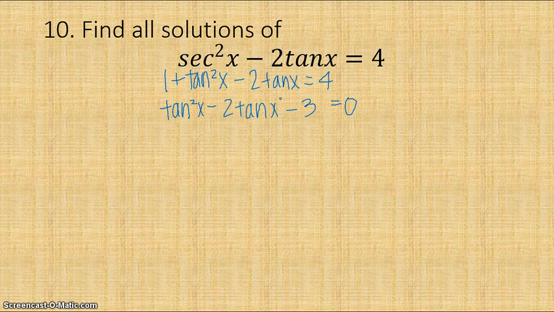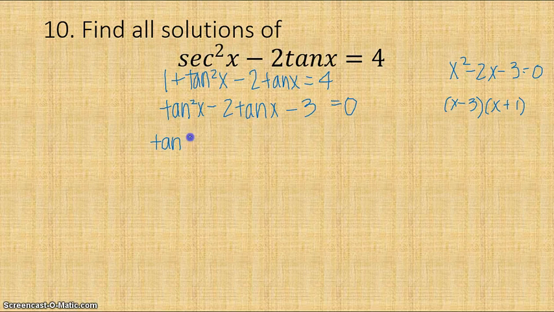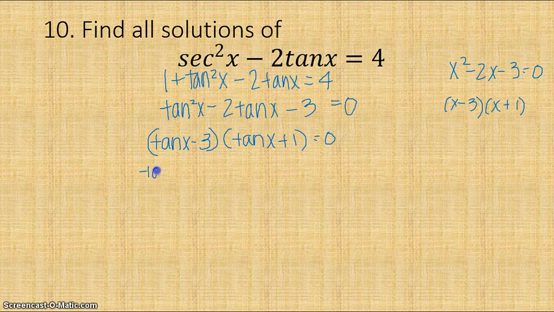Again, if you need to come over to the side to factor x squared minus 2x minus 3, so be it. When you factor that, you should get x minus 3 times x plus 1. So that is actually tangent x minus 3 times tangent x plus 1 equals 0. Set each of those equal to 0. So I have tangent x minus 3 equals 0. Tangent x plus 1 equals 0.